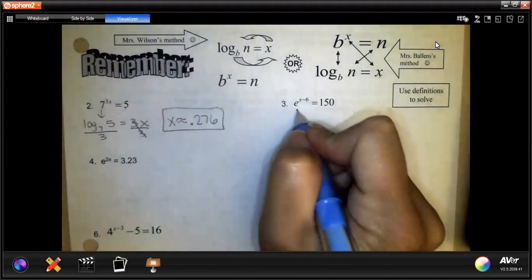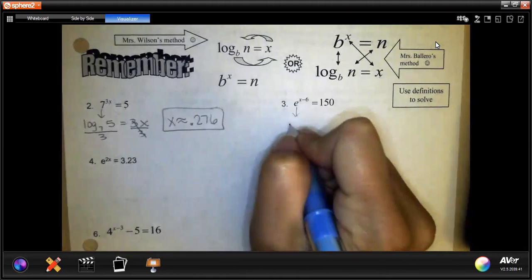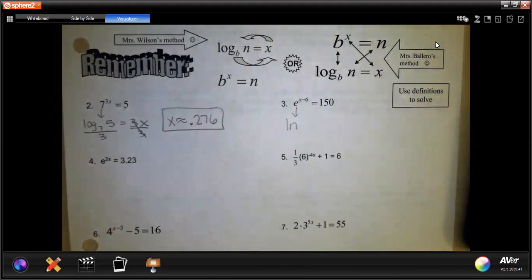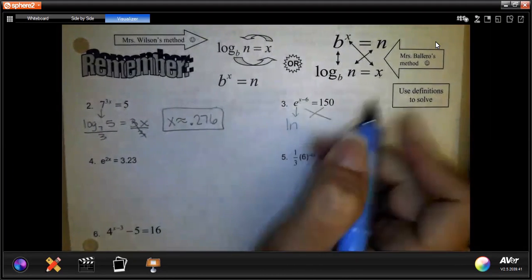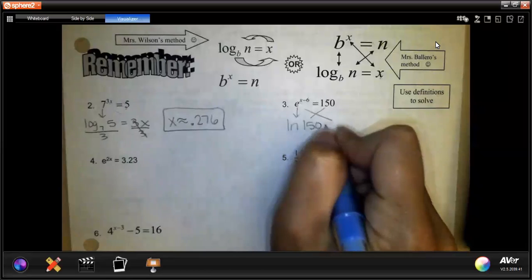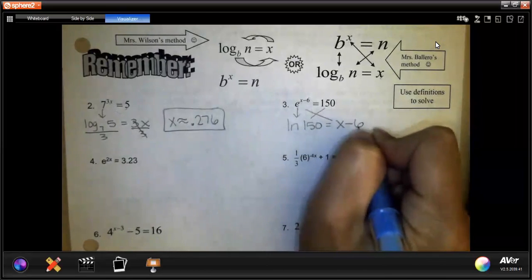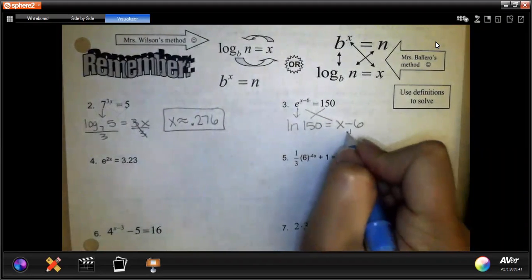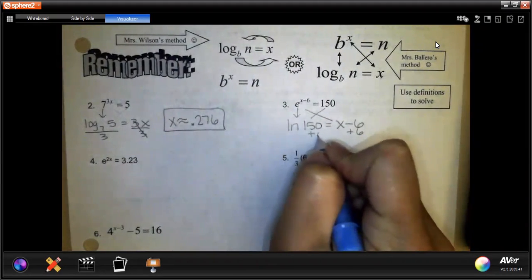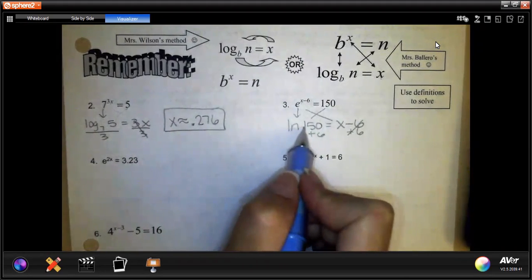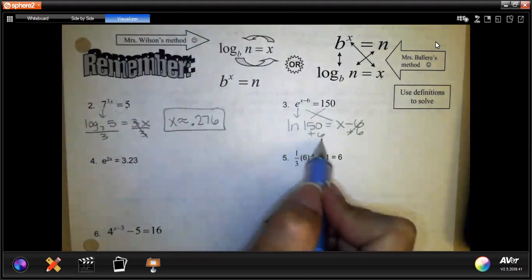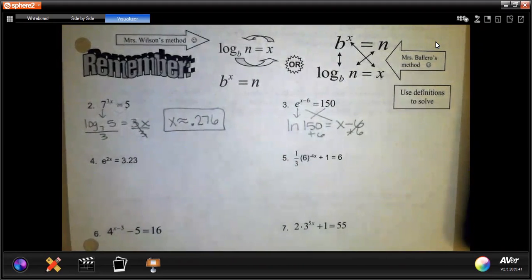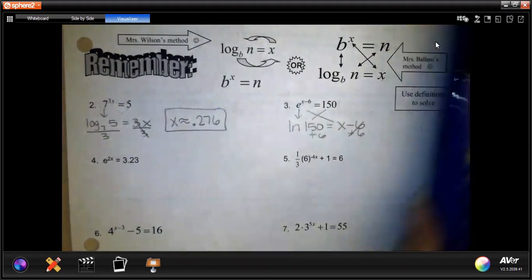So we're going to convert this to a log. I drop the e, and we know that a log with a base of e is the natural log. And then we switch those, so we get 150 is equal to x minus 6. My last step would be to add the 6. Again, this is all one term, so you're not adding 150 plus 6, you're adding the natural log of 150 plus 6.